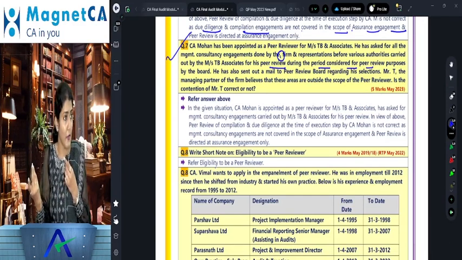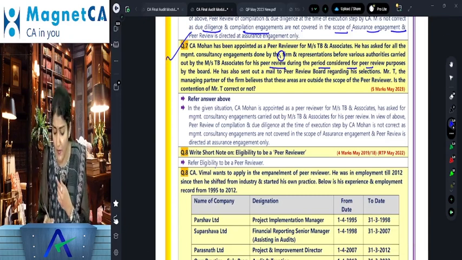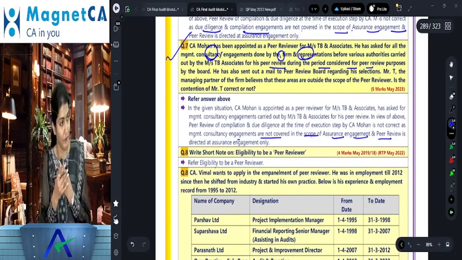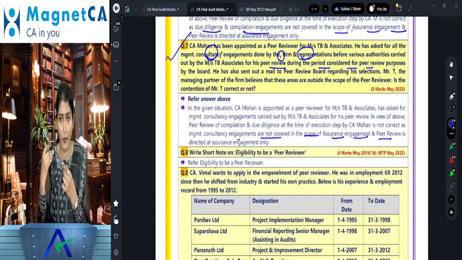Again, is it covered in the scope of peer review? No. Representation before tax authority and management consultancy services is outside the scope of the peer review. Everybody, are you able to follow this question over here?